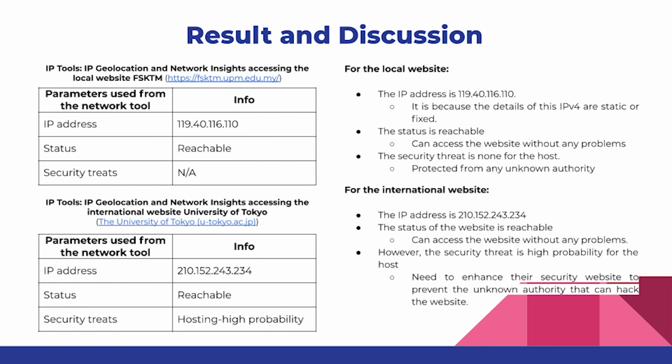Alright, so next for the international website, the IP address is 210.152.243.234. The status of this international website is reachable, and it means that the website can be accessed without any problems. However, the security threat for this international website is a high probability for the host, and this website needs to enhance its security to prevent any unknown authority from hacking the website.